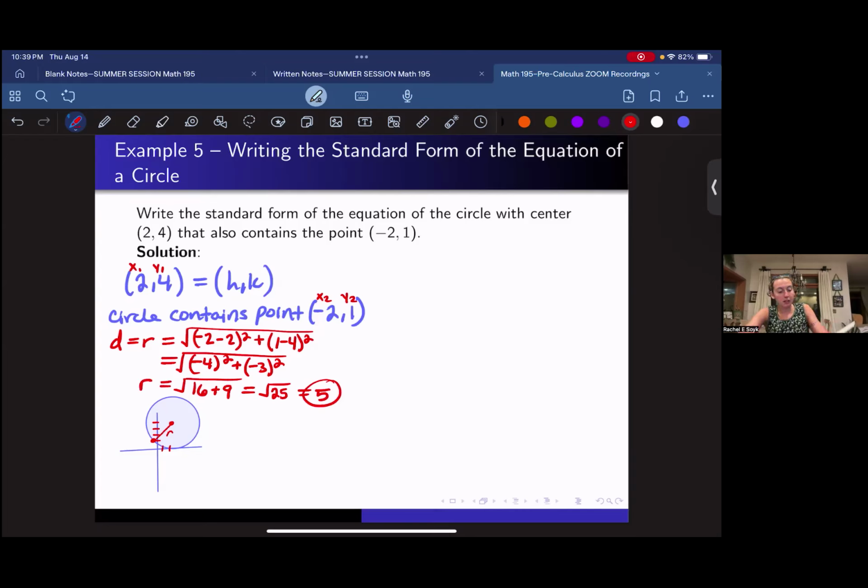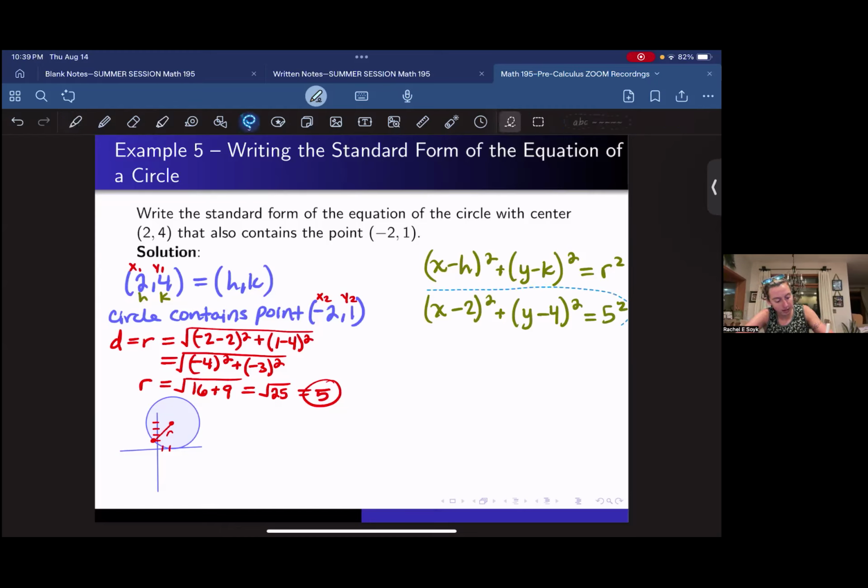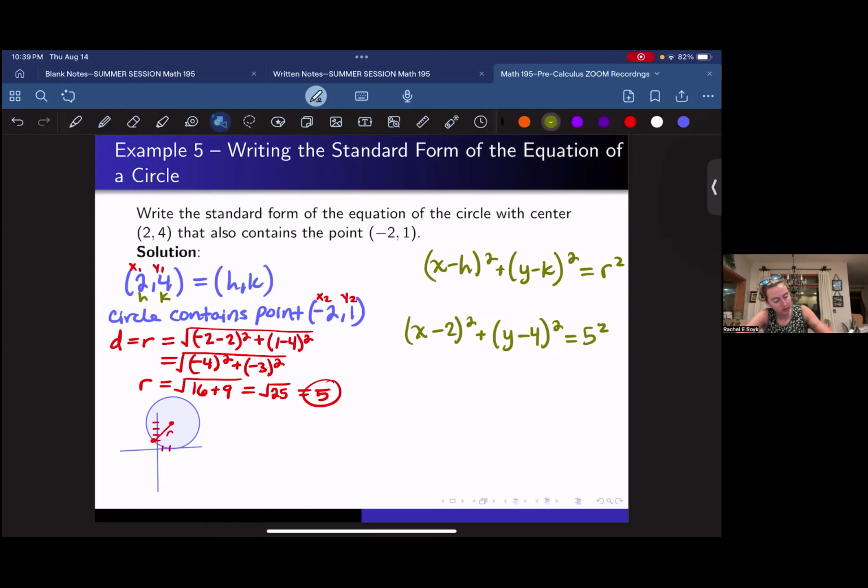Okay. Now that we know our radius, we can plug it back in to our standard form of a circle. X minus our h, which is 2, and our k is 4. So x minus 2 in parentheses squared plus y minus 4 in parentheses squared is equal to 5 squared. And that's it. We did it.